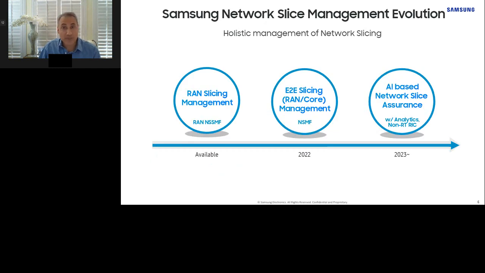And network slice management evolution today. We have a RAN NSSMF. NSSMF is a network slice subnet management function. That is our 3GPP defined management function for network slicing. The end-to-end slicing is coming next year, including the core NSSMF, and then the NSMF, which is our network slicing management function, is 3GPP defined. That's our end-to-end. And then finally, as I mentioned before, bringing in analytics and incorporating the ORAN non-real-time RIC entity as well.